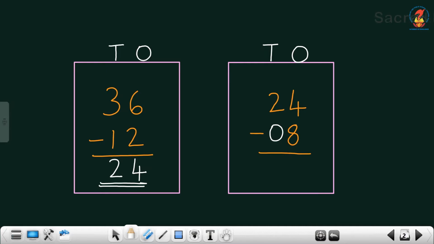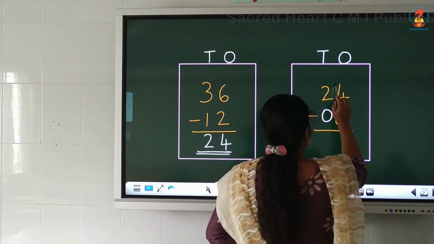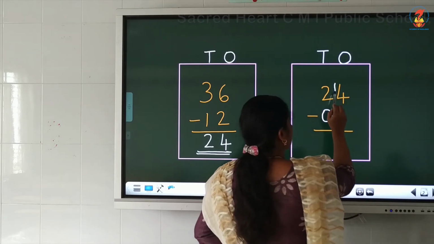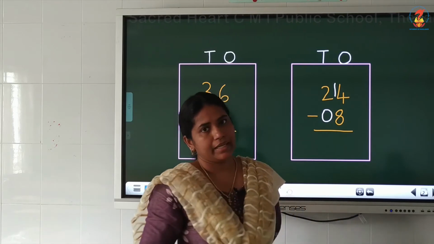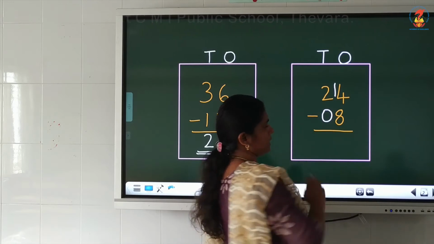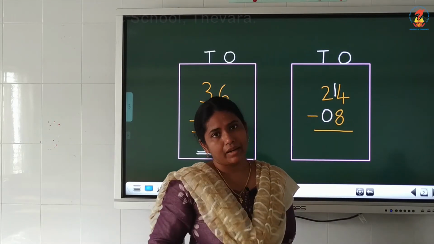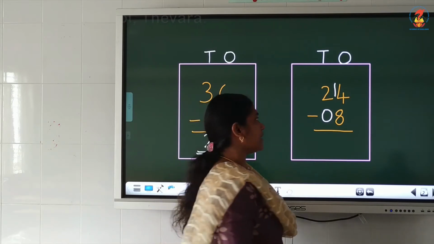So we will take 1 from this tens place number. That's why we will write 1 here. This 4 will become 14. We are writing 1 at the tens place. So the 4 will become 14 now. Okay, children, is it clear?